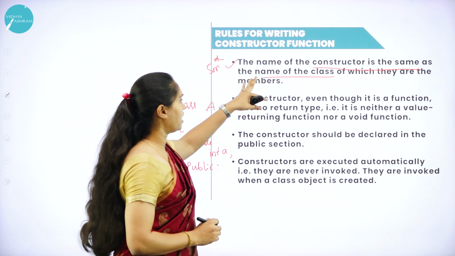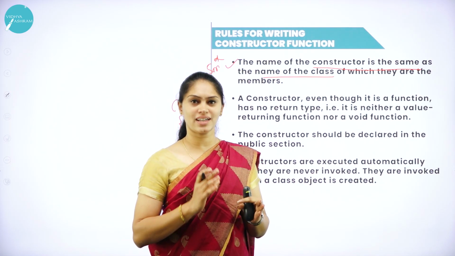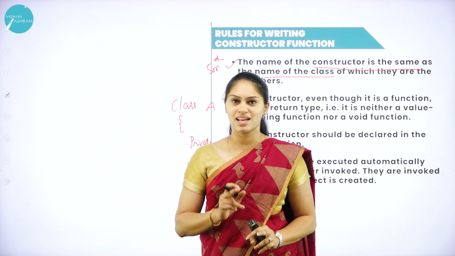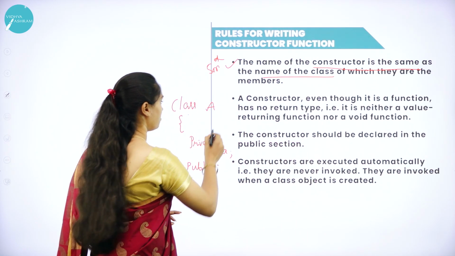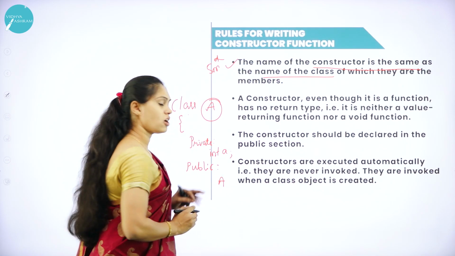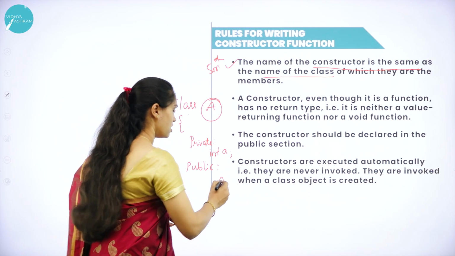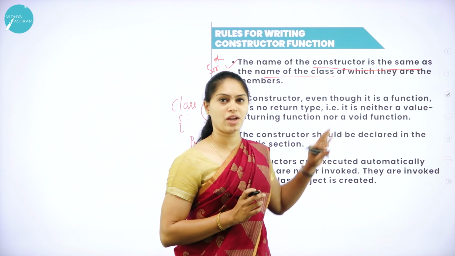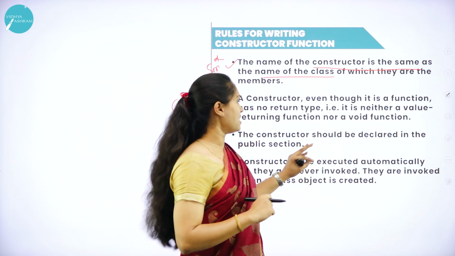So what is the rule here? The name of a constructor is the same as the name of a class. What must the name of a constructor be then? It must be the same as the class name. What is the class name here? I am taking A. Then the constructor must have the same name as the class. If it is followed by brackets, that represents a function, because this constructor is also a special member function.